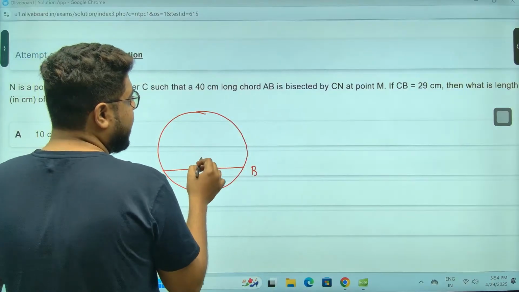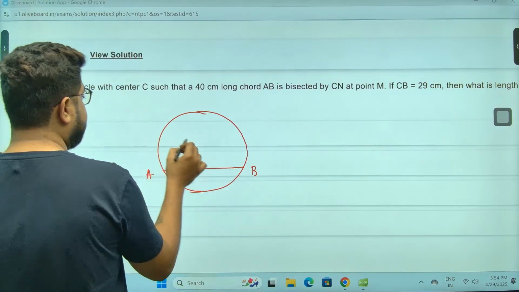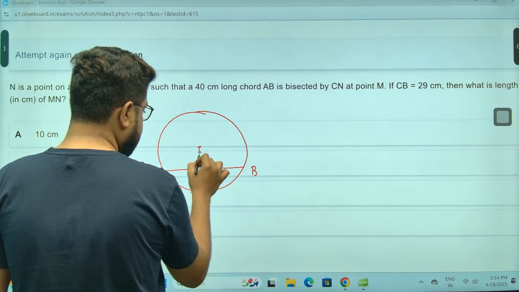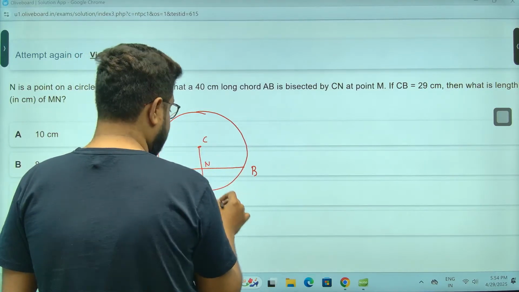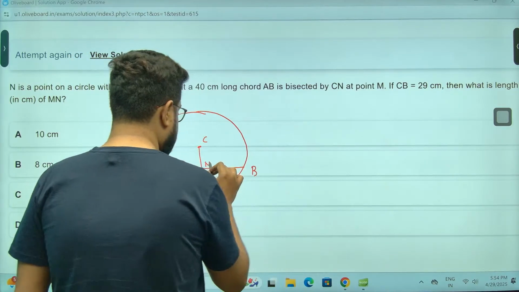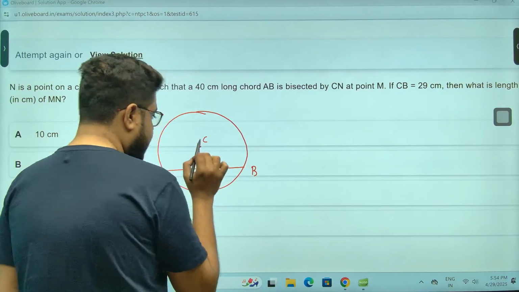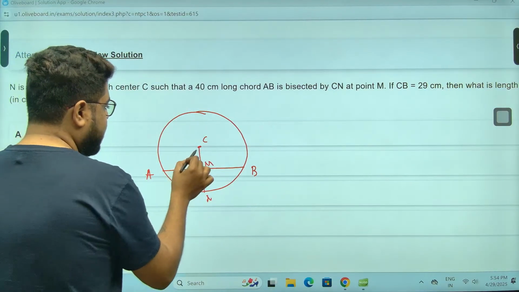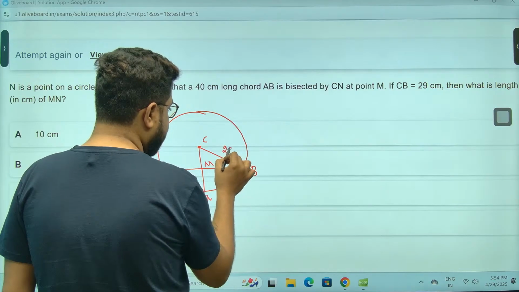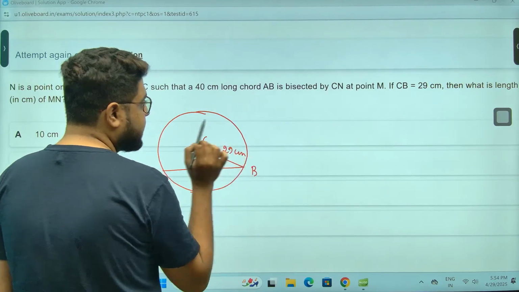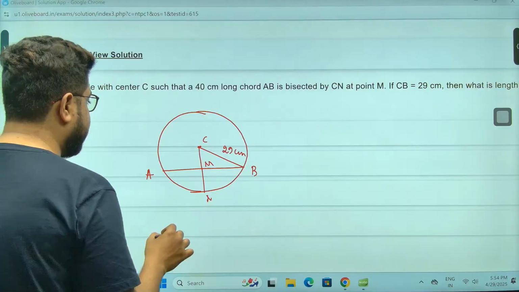Bisected by CN. What is C? Center. C is the center. CN at point N. This is M, this is N. CB is 29. Radius is given as 29 centimeter. What is the length of MN?